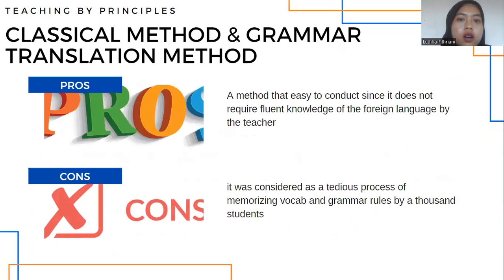During the time, classical method or grammar translation method aroused some pros and cons. Some people thought that grammar translation method or classical method is a method that is easy to conduct since it doesn't require fluent knowledge of the foreign language by the teacher. However, most of the students considered grammar translation method as a tedious process of memorizing vocab and grammar rules. So that is about classical method and grammar translation method.